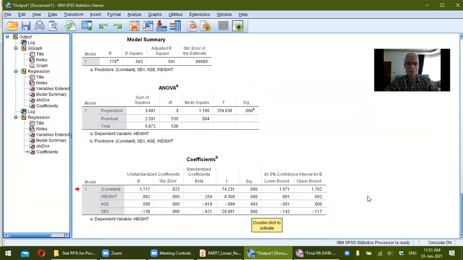Okay. So the age interval passes through 0, which means it's not significant, while here the constant interval doesn't pass through 0, which means it is significant. Okay.